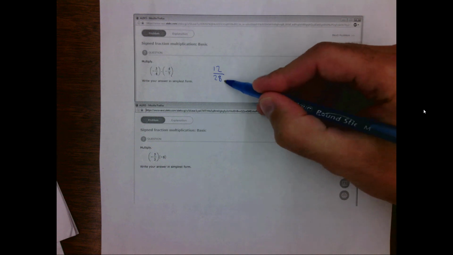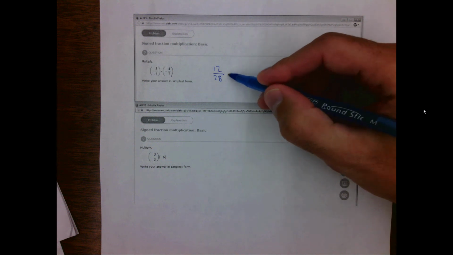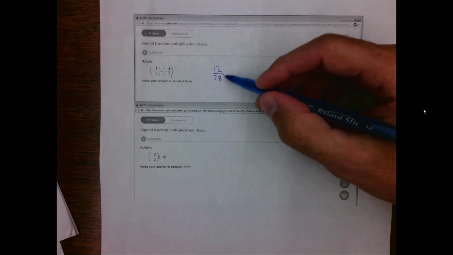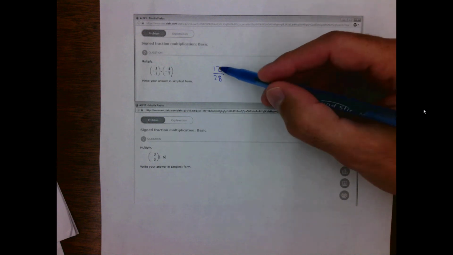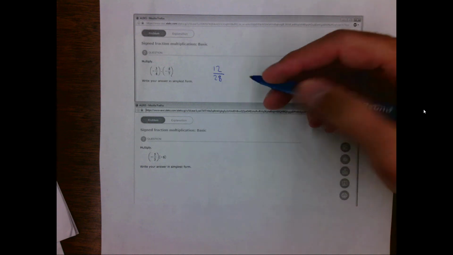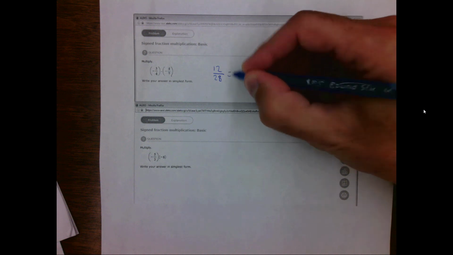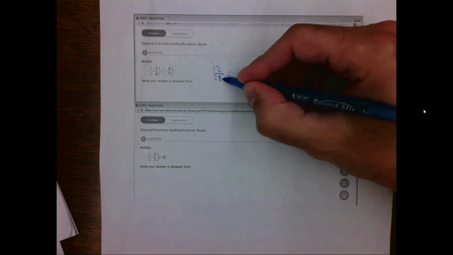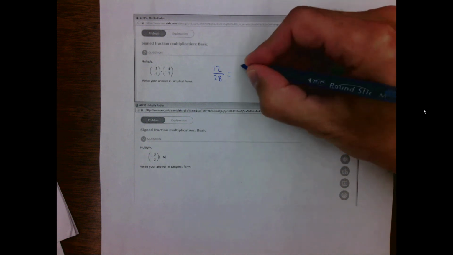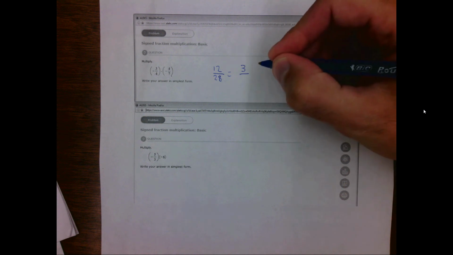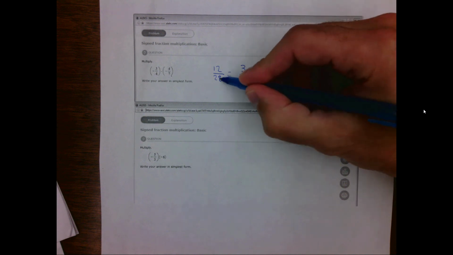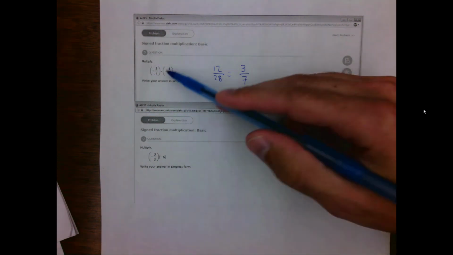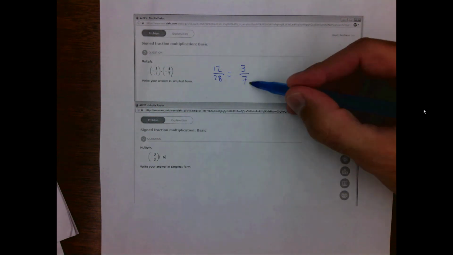However, 12 over 28 is not the answer that we can input into the system because it wants it in the simplest form. And there's a common factor between 12 and 28, which is 4. So if we divide both the top and the bottom by 4, we have 12 divided by 4, which is equal to 3. And we have 28 divided by 4, which is equal to 7. So when we multiply these two fractions, we get positive 3/7 as our answer.